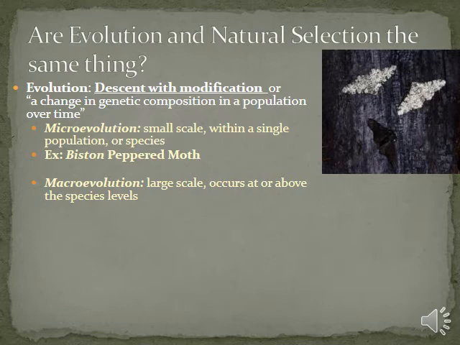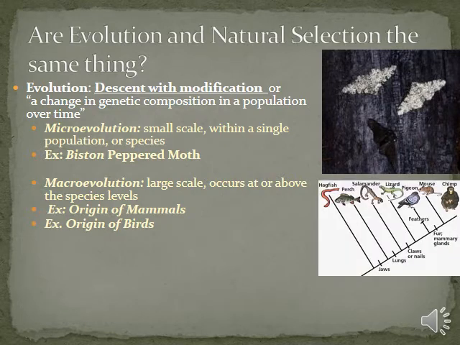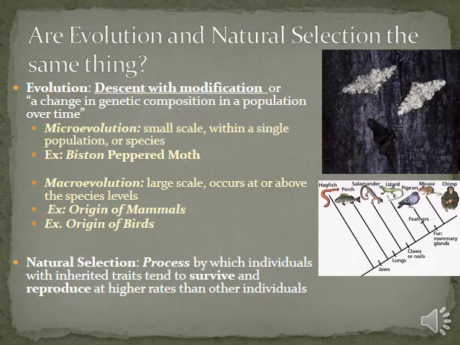Now that contrasts with what we call macroevolution. Now, macroevolution tends to occur at the large scale, at or above the species level. And examples of macroevolutionary events that we'll discuss in this course, mainly in lecture, include the origin of mammals, also the origin of birds, and a number of other examples that we'll mention in lecture and also in lab later on.